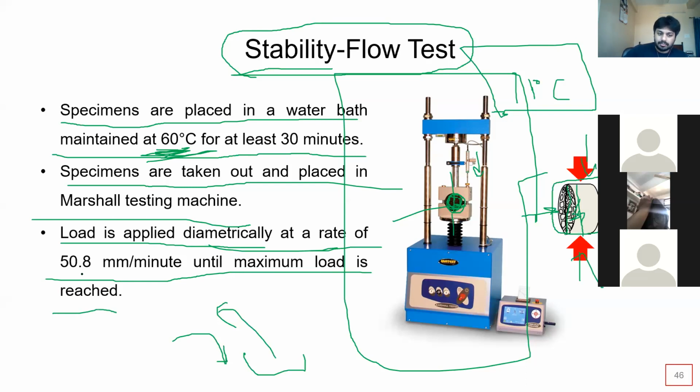The rate is 50.8 mm per minute. Although the rate is measured in terms of mm per minute, we are measuring the stability or the load that can be taken in terms of kilonewton only.